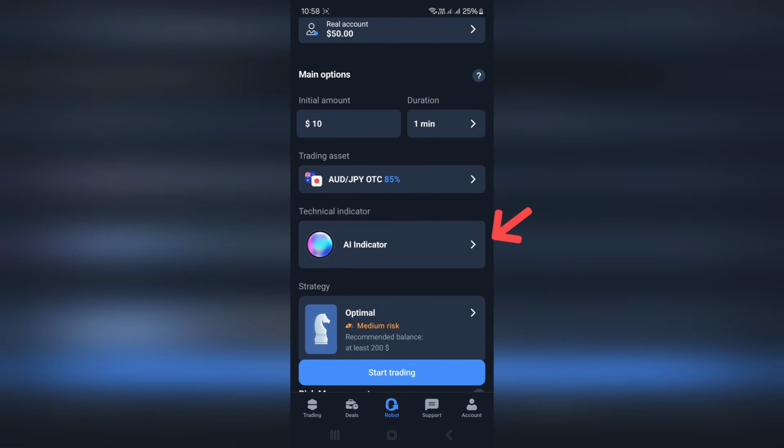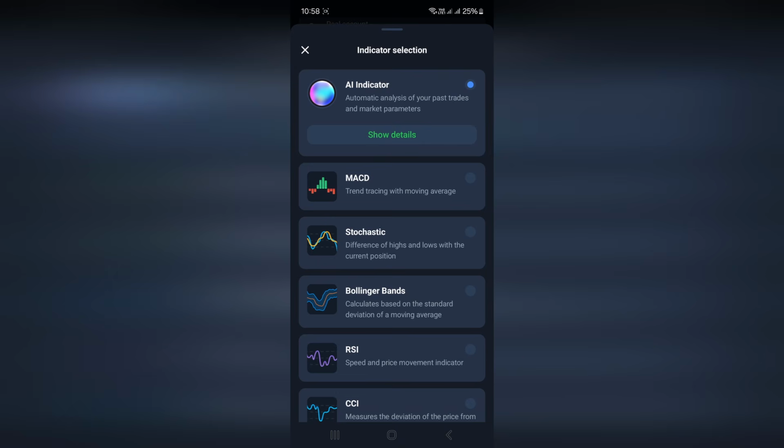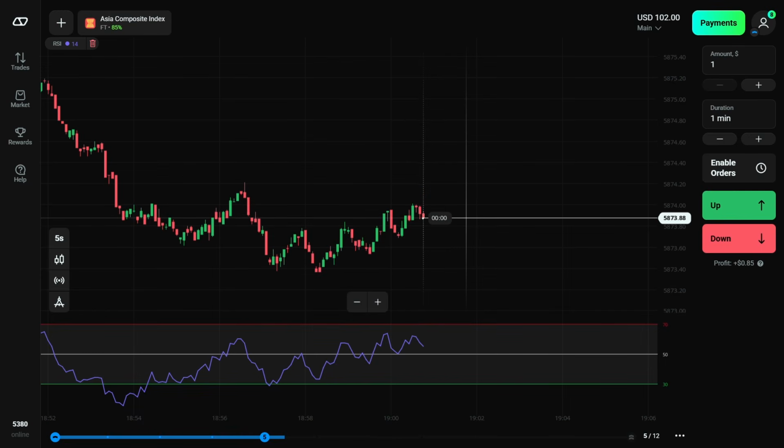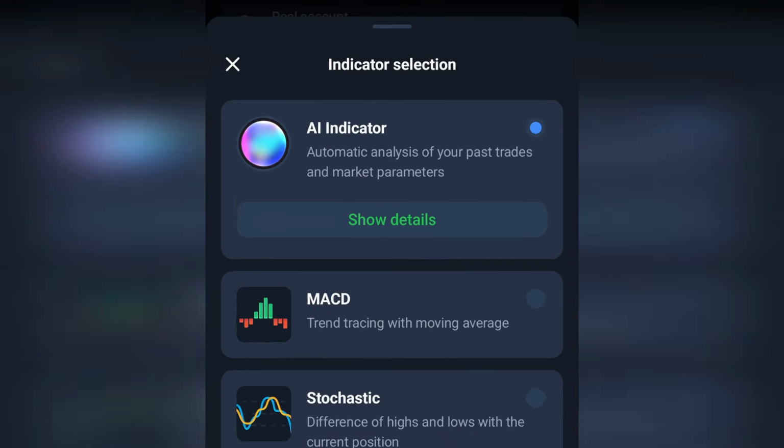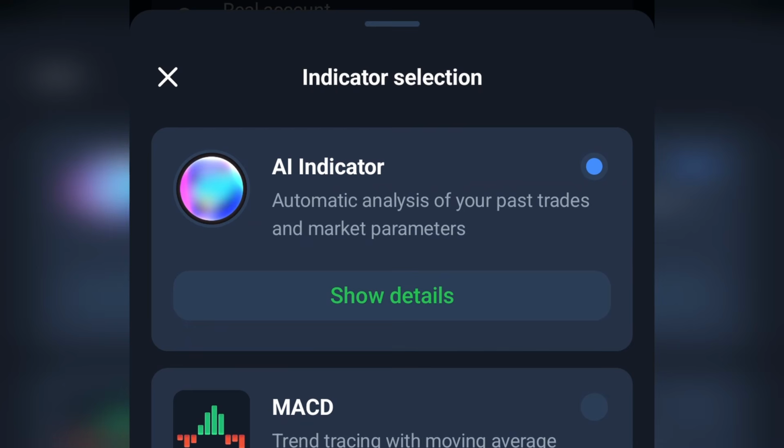Using this option, we can select different technical indicators for the trading bot. For instance, if we select the RSI indicator, the bot will analyze the market using that indicator and place trades accordingly. The AI indicator, on the other hand, uses a few different parameters as well as our past trading history to place trades. I will be using this as the indicator for the session.